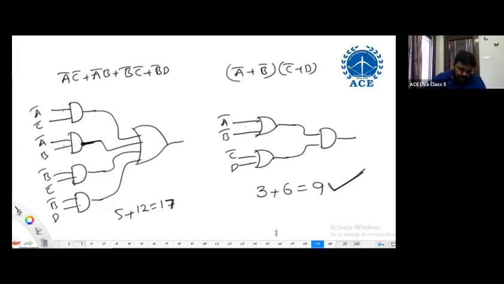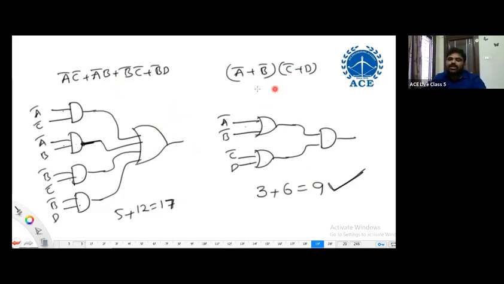Naveen, what is the use of 17? Its complexity is 17, and its complexity is 9. Which one has less complexity? This one. That is the reason we are going with this one as the correct answer for minimal expression. So this is also a minimal expression SOP, and this is a minimal expression POS.